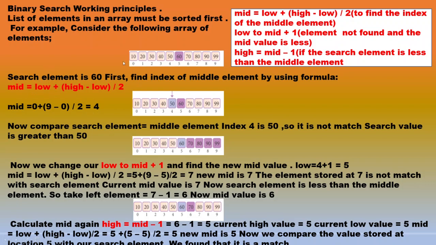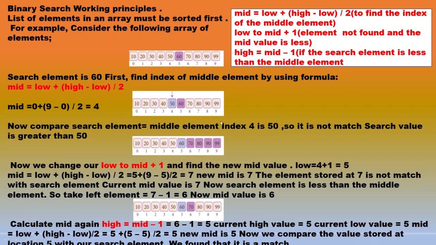Low is nothing but the least index value or positional value. High is the highest index value or positional value. In our case, the least index value is 0 and the highest index value is 9. So mid equal to 0 plus 9 minus 0 by 2. We know that the answer is 4. When we compare, the element in position 4 is 50. It does not match the value we are searching. We are searching for 60, and the index value is less. So we apply the next formula, mid plus 1, that is 4 plus 1 equal to 5.